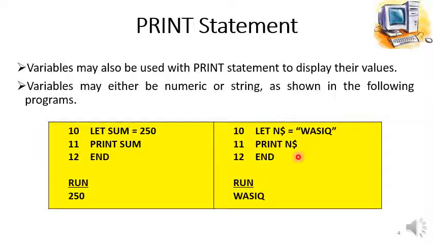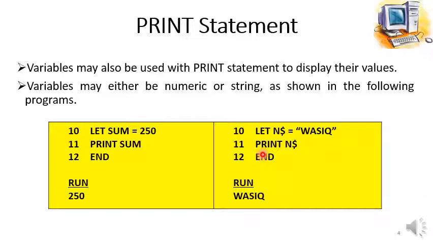Then in the second example we have a string variable n. How will we know that n is a string variable? Just because of this $ sign, as we have already learned that any variable name which ends with the $ sign is a string variable, and the value which we want to store inside this string variable must be enclosed in double quotation marks. So in the second statement we are printing the value of this string variable n.